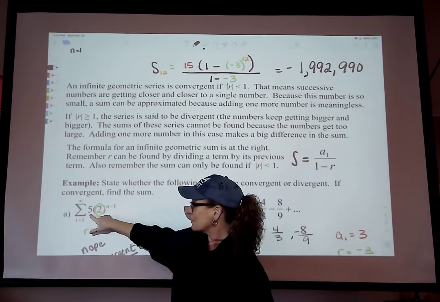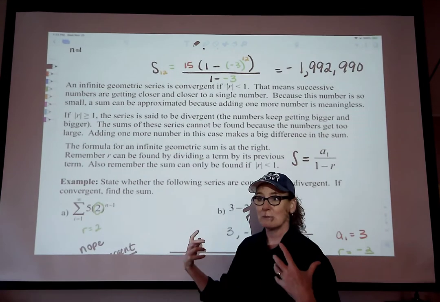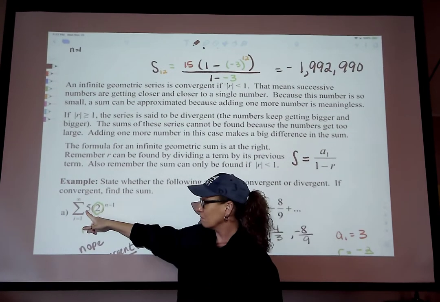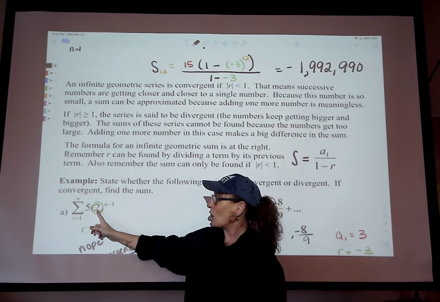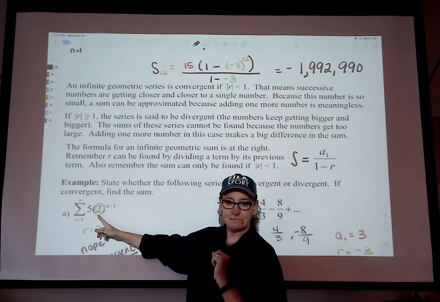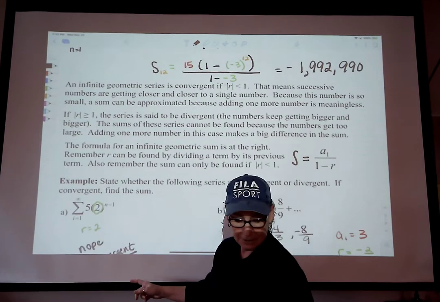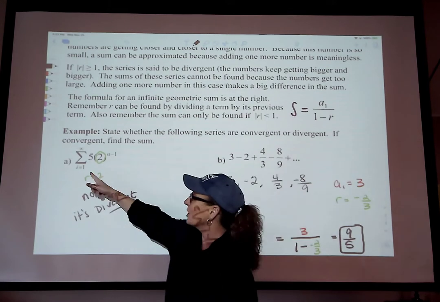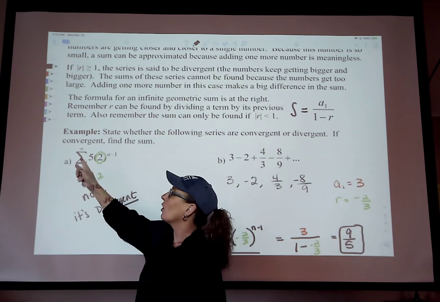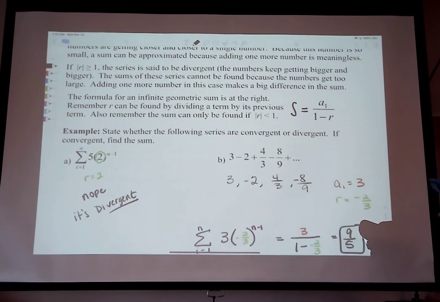So look at the way this is set up. This is set up for you in explicit geometric form. First term, which doesn't matter when we're trying to determine this. R, this is what matters. R is 2. The answer is nope. We cannot find the sum of all of them. This is divergent.